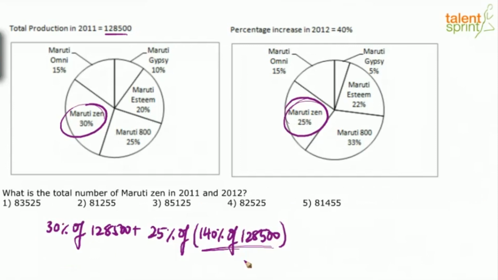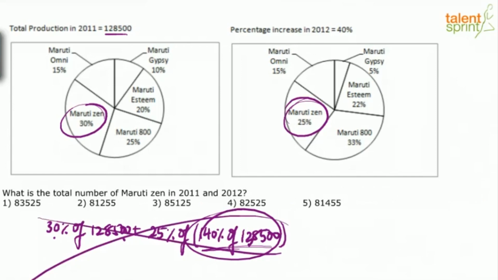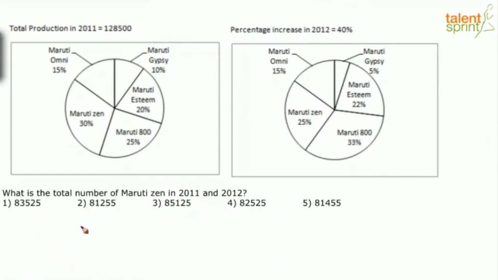Now what is important is how do you simplify these things? If you start finding out what is 140% of this and then take 25% of that value and add it to 30% of this value, you are wasting your time. Right? What will a smart person do? He will take 1,28,500 common. So he'll say in the first year it is 30%, plus in the second year it is 25% of 140%.